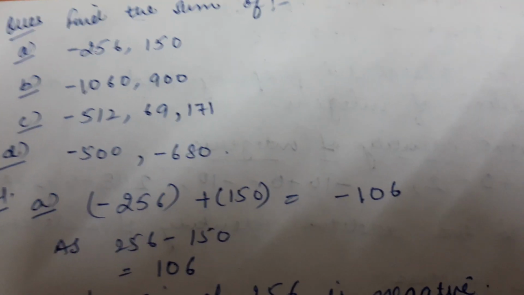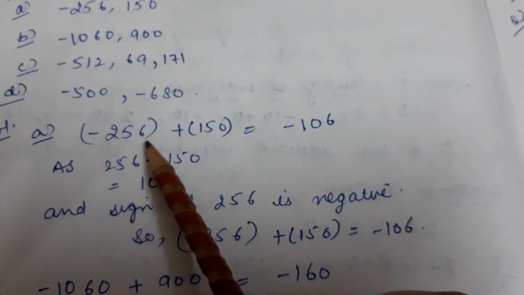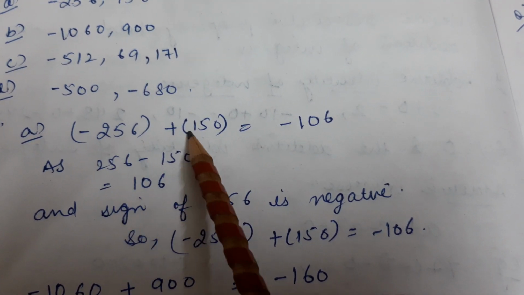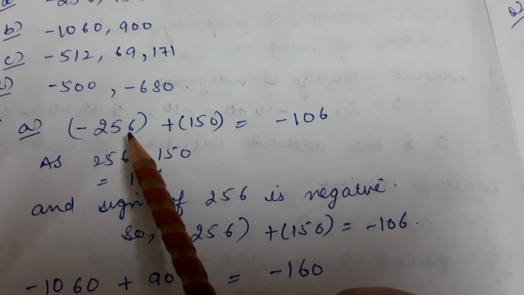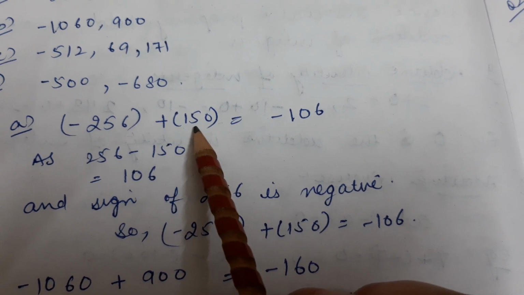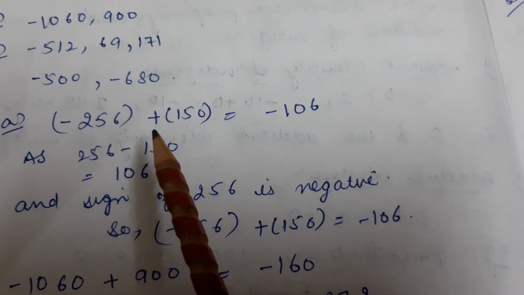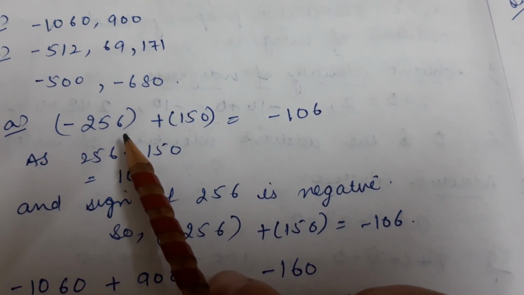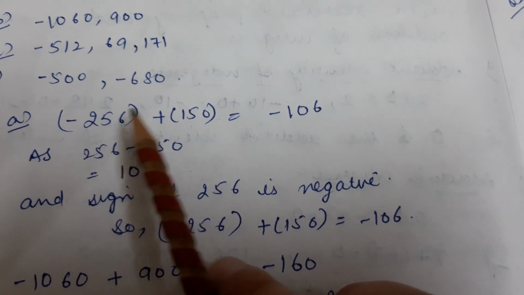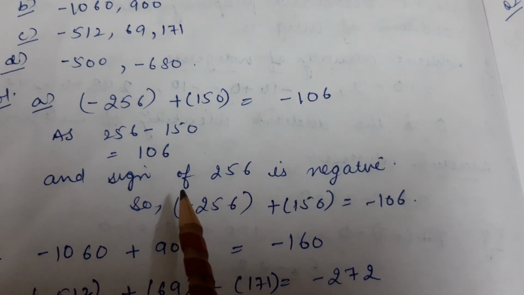Next, find the sum of minus 256 and 150. A part. Now minus 256 plus 150. As we have already discussed, if we have opposite signs, one negative and the other positive, we just subtract the numerical values. So 256 and 150, when subtracted, the answer is 106. And the sign we put is that of the one having the greater numerical value. Now 256 has the greater numerical value and it has a negative sign. So our answer will also have a negative sign. So the answer of this is minus 106.